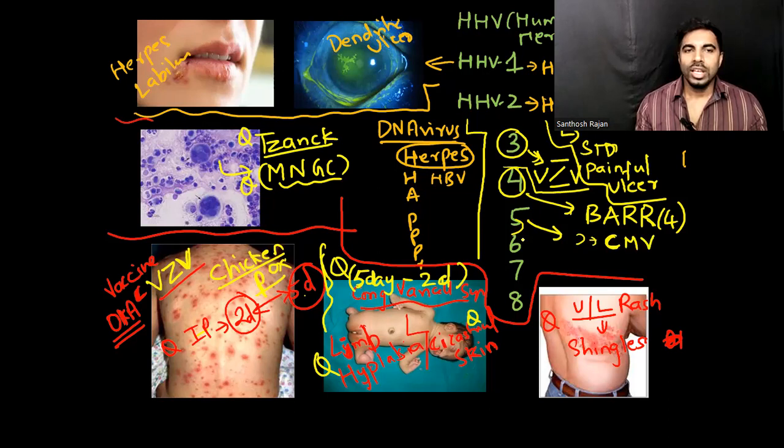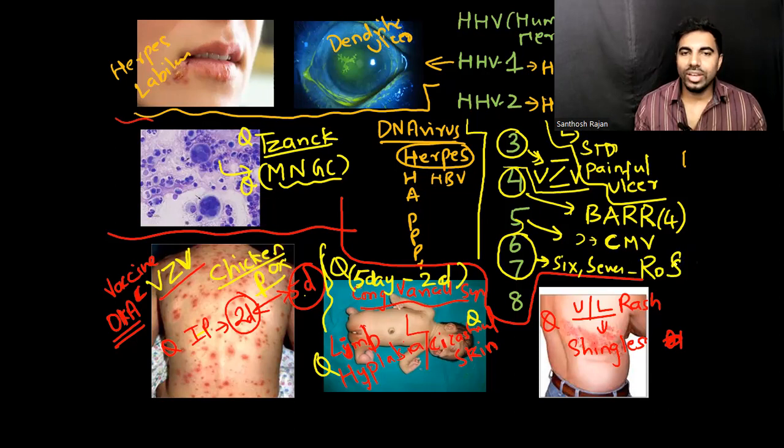Then 6 and 7 have another name, and I'll tell you when the disease comes. Six or seven, what is the disease name for both of them? Roseola. Roseola infantum. I'll talk about that.